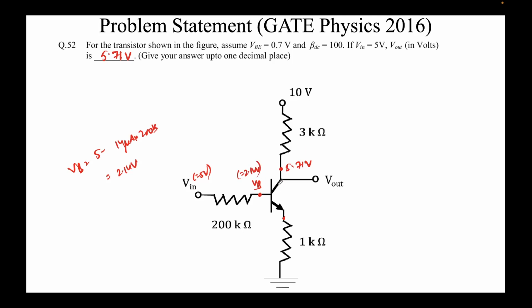Now we can clearly see that this is reverse bias. Note that this is an NPN transistor, so this is N and this is P. The N terminal is at a higher potential compared to the P terminal, so this junction is clearly reverse biased. We assumed that the collector junction should be reverse biased, and it is coming out to be reverse biased because the collector is at 5.71 volts and the base is at 2.14 volts. So our assumption is correct, and using the forward active mode assumption the value of Vout is 5.71 volts. And since the answer is asked to one decimal place, we can simply write it as 5.7. So 5.7 is the answer.